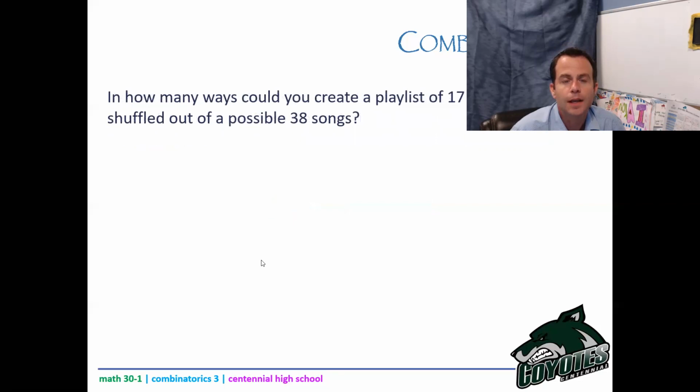In how many ways could you create a playlist of 17 songs to be shuffled out of a possible 38 songs? So I have 38 in my selection pool, just like I was talking about in permutations. But because it's shuffling, the order of how I select doesn't matter, and I want to select 17 of them. So it's 38 choose 17, and that's 2.88 times 10 to the 10, okay? 2.88 times 10 to the 10.